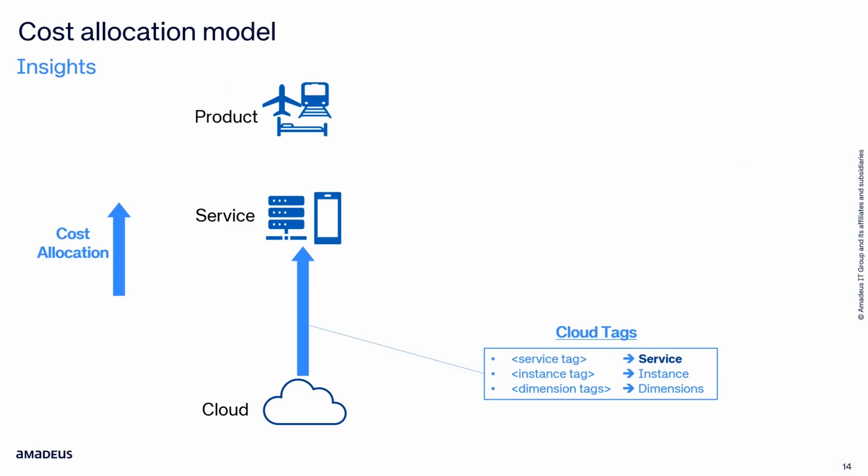Let's now have a look at the cost allocation model. Remember that cloud cost allocation is bottom-up from cloud to products through the service consumption hierarchy. First, cloud costs are allocated to the services running directly on the cloud based on tags. Obviously, the service tag identifies a service. Moreover, an instance tag is used to differentiate the different instances of a service corresponding to different environments or to different regions. Additional cost allocation dimensions can be defined based on custom dimension tags.